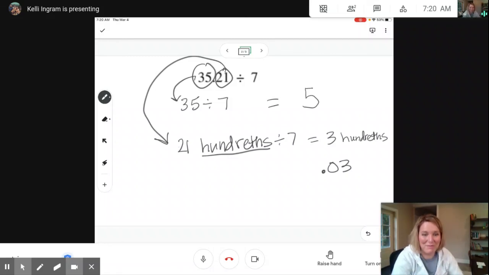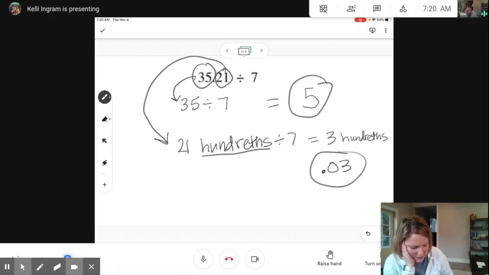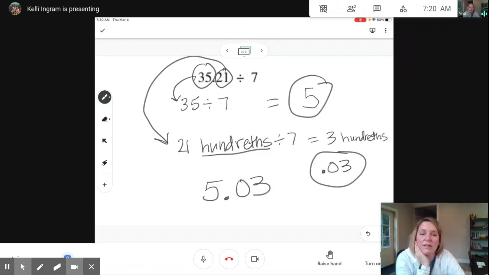Okay, now, remember, now I'm going to take those two and I'm going to bring them back together. So my answer is 5 and 3 hundredths, which I write like this, 5 and 3 hundredths. Okay, you have some practice problems to work through today. I want you to think about which strategy makes sense here. Do I just rewrite the whole thing as tenths or hundredths or whatever it is? Or can I split apart the whole number and the decimal, divide those separately, and then put them back together?